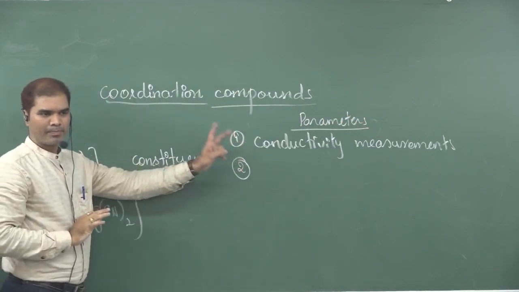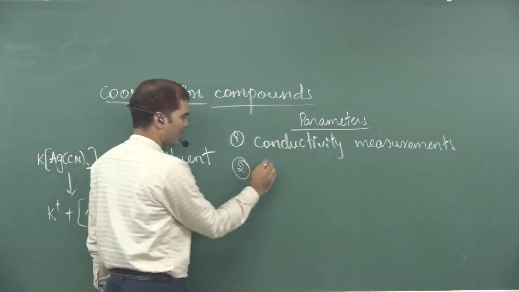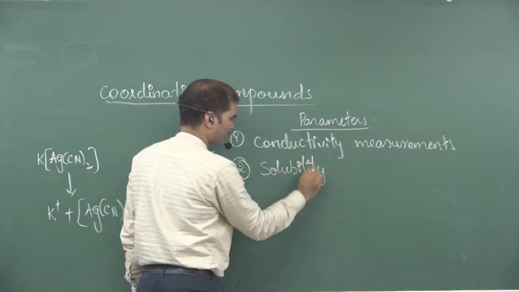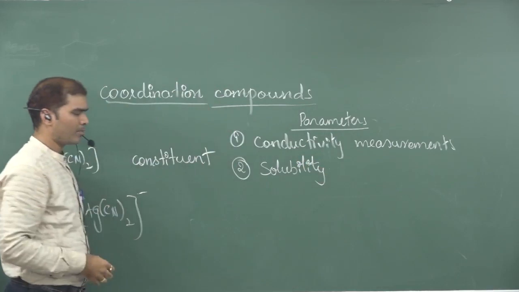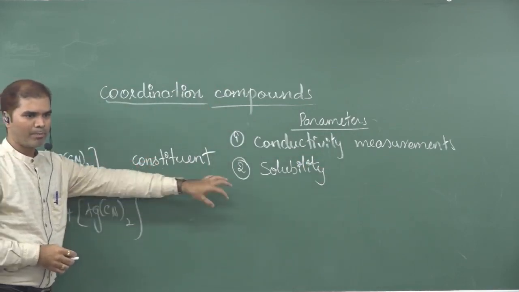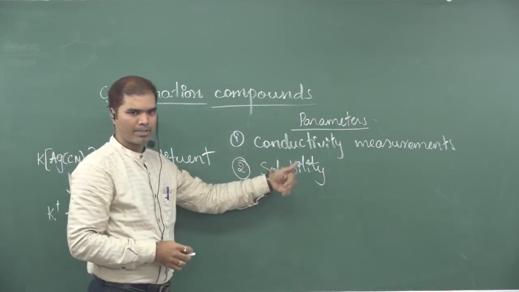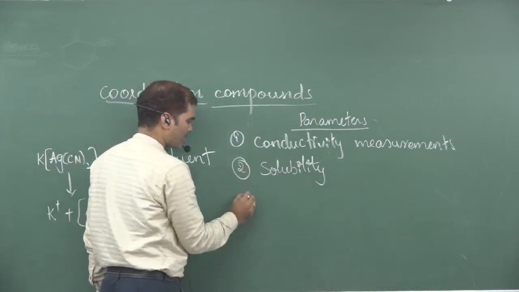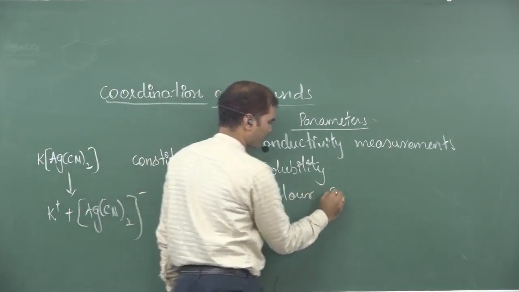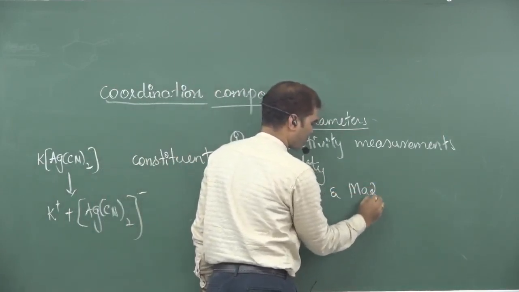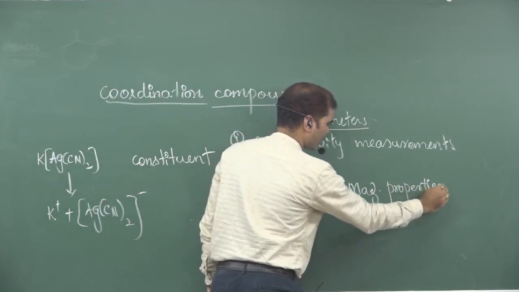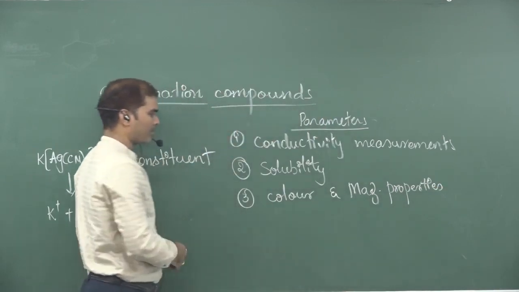That is one way. There is also a second parameter. What is it? Solubility. Whether a complex compound has formed or not, solubility will also help us. As we go into the main topic, we will know how solubility will help us. Solubility or precipitations and so on. Also, color and magnetic properties will help us understand the formation of a complex compound.